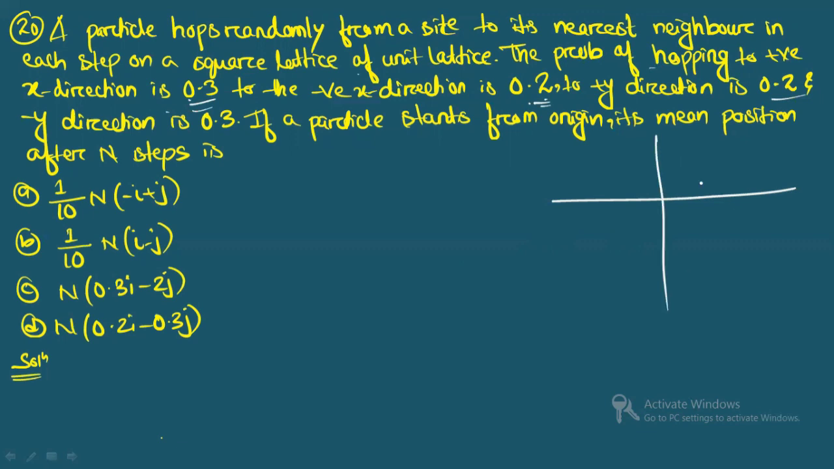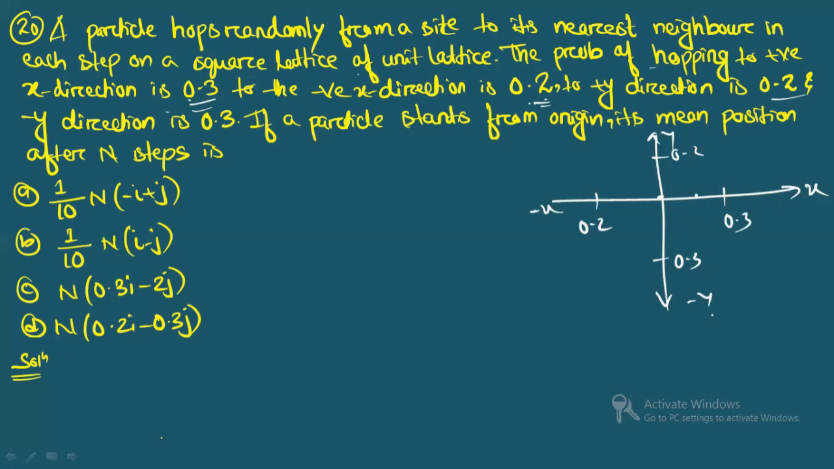So square lattice you are considering. This is x, this is minus x, this is y, this is negative y. Now you see probability for positive x direction is 0.3. For negative it's 0.2. For positive y it is 0.2. For negative it is what? 0.3. So particle starts from the origin. Now you see square lattice, the distance unit. Displacement you are taking it to be 1, for all the cases.